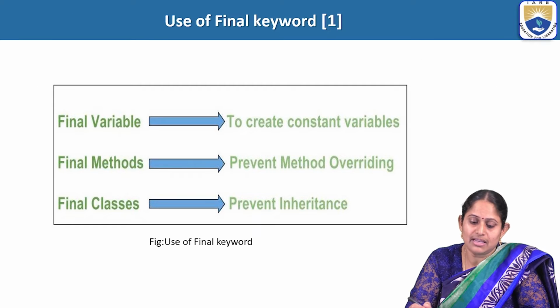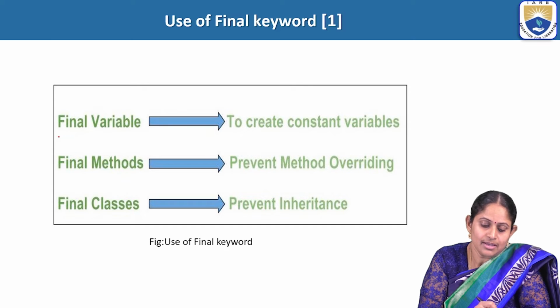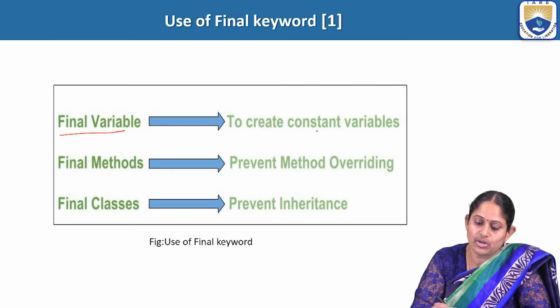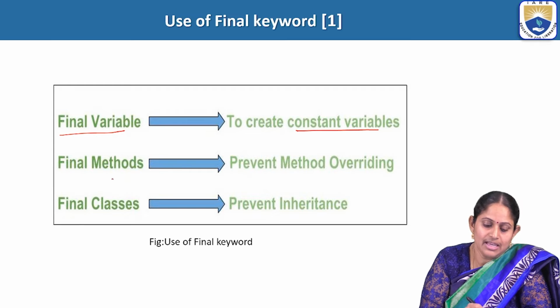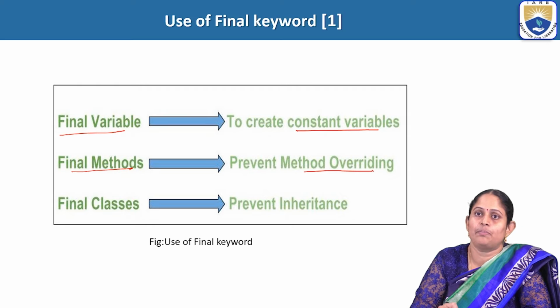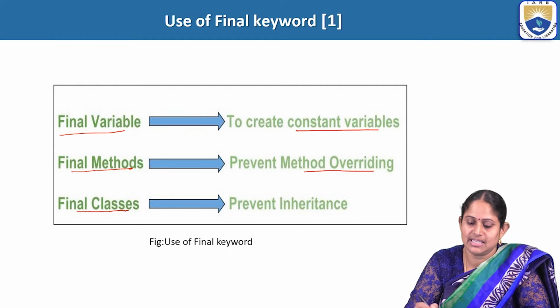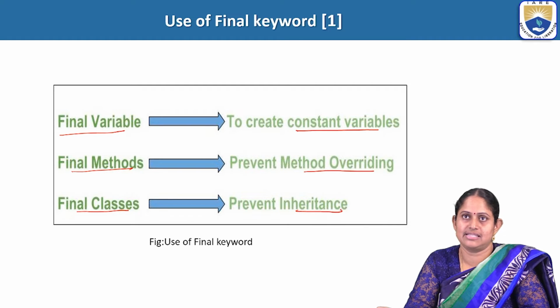So these are the three main uses of the final keyword. If you apply the final keyword over a variable, then you are creating constants. If you apply it over a method, then you prevent method overriding. And if you apply it over classes, then it prevents inheritance.